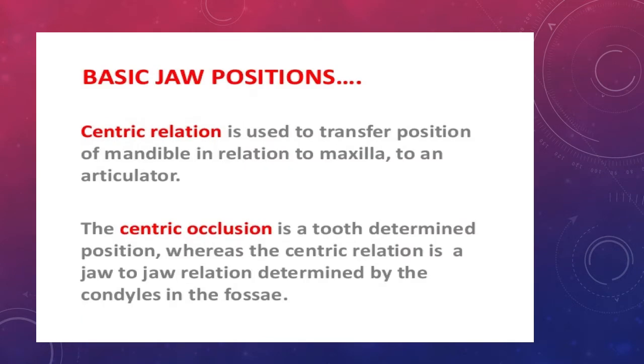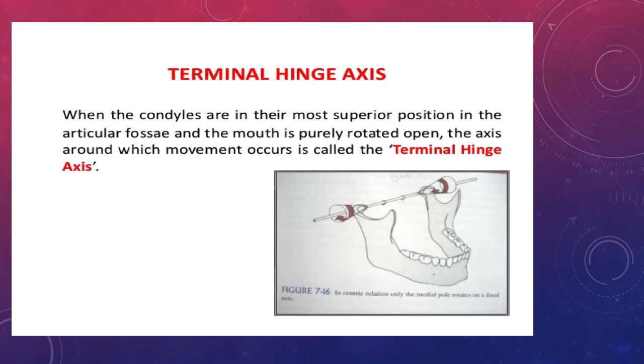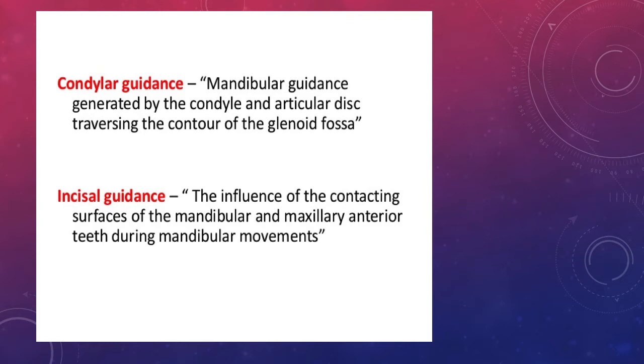Basic jaw position: centric relation is used to transfer the position of the mandible in relation to the maxilla to an articulator. Centric occlusion is a tooth-determined position, whereas centric relation is a jaw-to-jaw relation determined by the condyles in the fossa. Terminal hinge axis: where the condyles are in their most superior position in the articular fossa and the mouth is rotated open, the axis around which movements occur is called the terminal hinge axis. Condylar guidance: mandibular guidance generated by the condyle and articular disc traversing the contour of the glenoid fossa. Incisal guidance: the influence of the contacting surfaces of the mandibular and maxillary anterior teeth during mandibular movements.